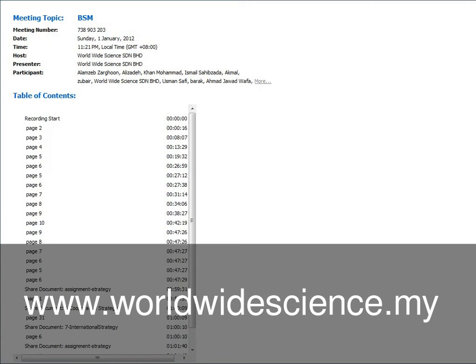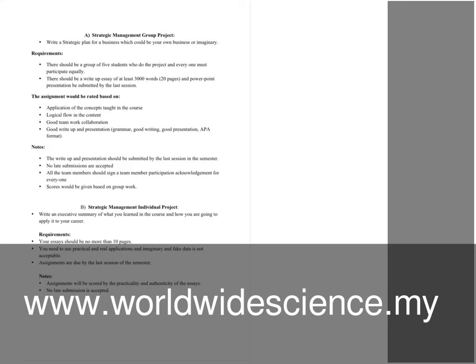So your group project that is due next week. Basically, as we discussed, you are supposed to have written already, or almost have written, a strategic plan for a business, which could be your own business or an imaginary business. So, groups of 5, you are already in groups of 5. Everyone has to participate in a group equally. Once again.